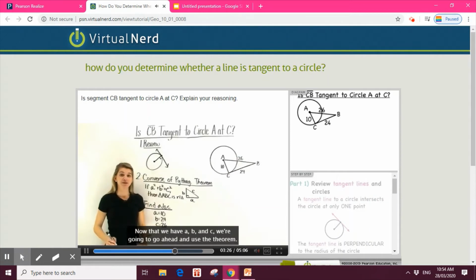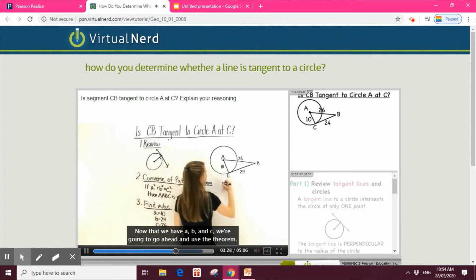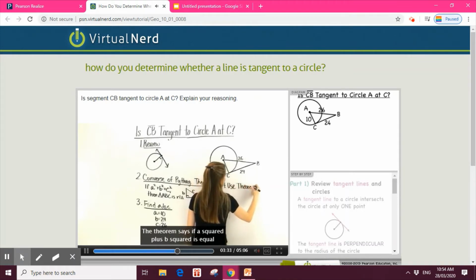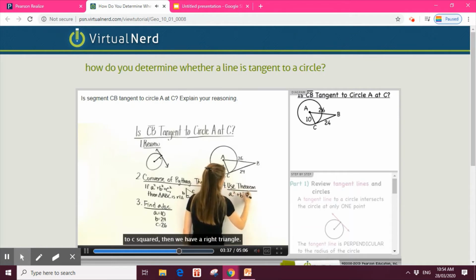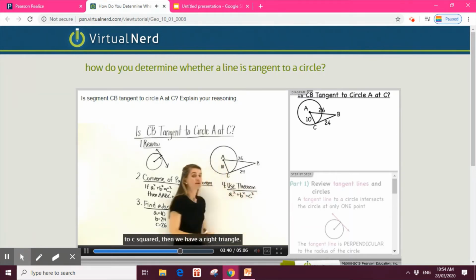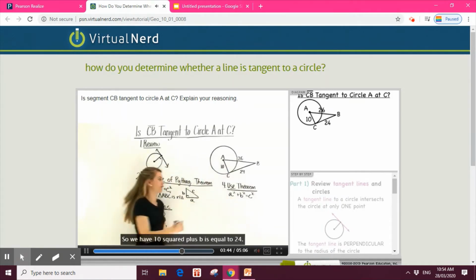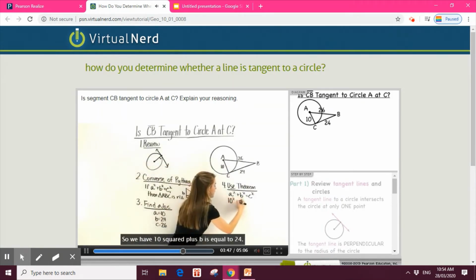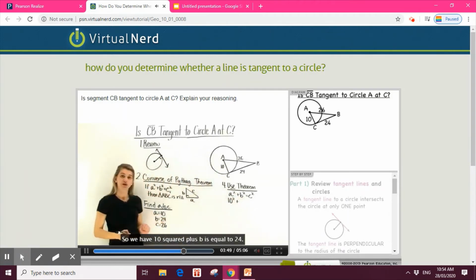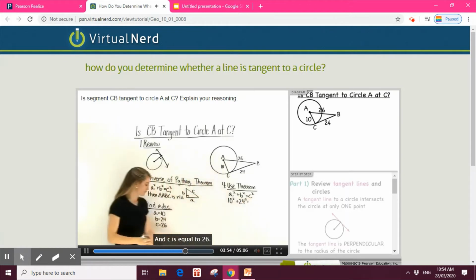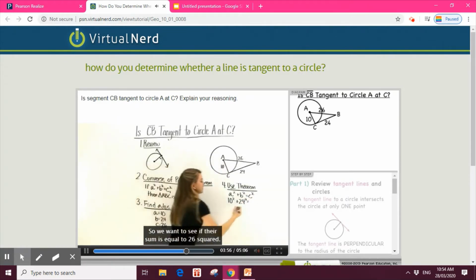Now that we have A, B, and C, we're going to go ahead and use the theorem. The theorem says if A squared plus B squared is equal to C squared, then we have a right triangle. Well, A is equal to 10. So we have 10 squared plus B is equal to 24. So plus 24 squared. And C is equal to 26. So we want to see if their sum is equal to 26 squared.